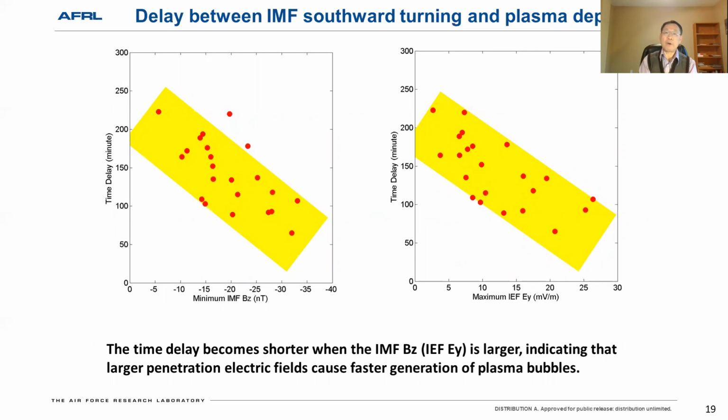This slide shows how the generation of equatorial plasma bubbles or wide plasma depletions depends on the IMF southward turning. In the left figure, the vertical axis represents the time delay between the IMF southward turning and the occurrence of plasma depletions, and the horizontal axis represents the minimum value of the IMF Bz. In the right figure, the horizontal axis represents the maximum IEF-Ey. The time delay becomes shorter when the magnitude of the southward IMF Bz or the positive IEF-Ey is larger, indicating larger perturbation electric fields cause faster generation of plasma bubbles and wide plasma depletions.